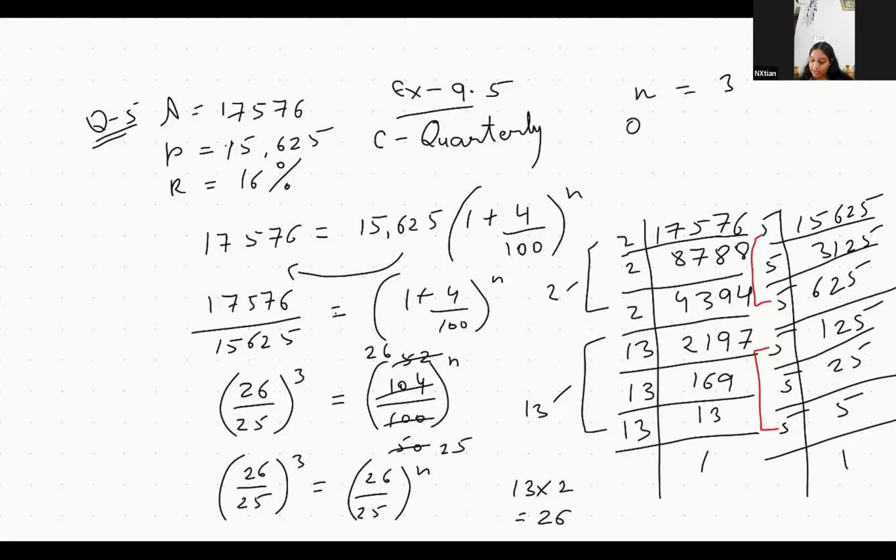Now it's compounded quarterly, so same as the previous. For quarterly, divided by 4, 3 by 4. So I will get 0.75 year or 9 months. Both answers are correct. Okay. So you got it. See, it's a big factorization thing.